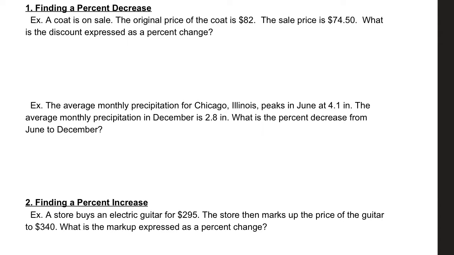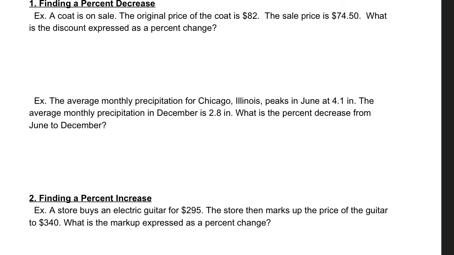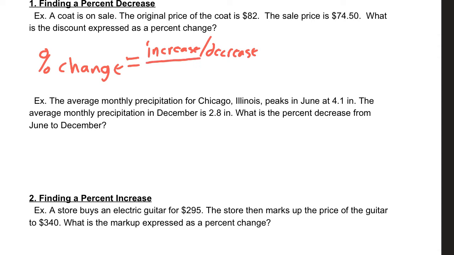So to find a percent change, I'm going to give you a little formula. So percent change is the amount of increase or decrease divided by the original amount. And to represent it as a percent, we'll talk about that later, but that's the percent change.